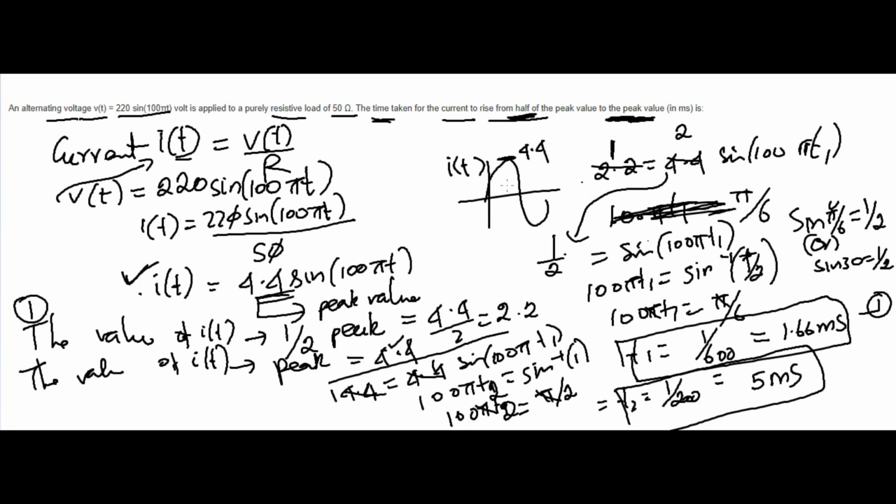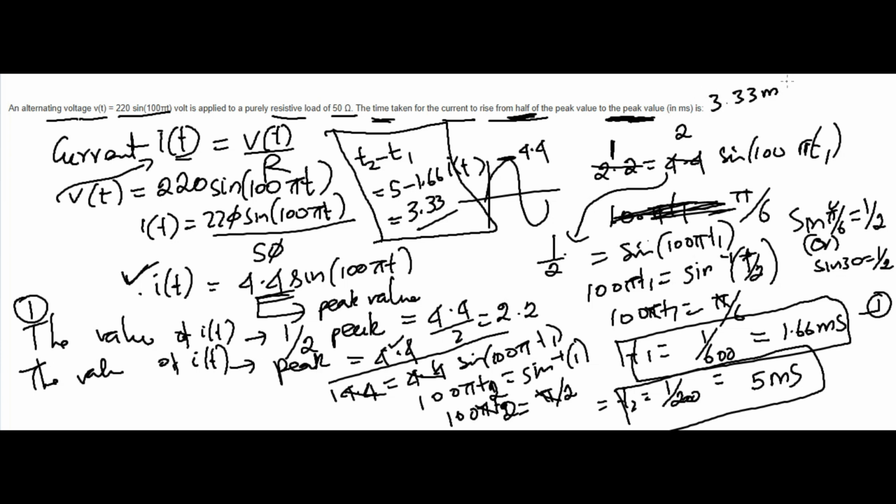So what you have to do is write the last final thing here: t1, t2. Finally you want the highest one minus the lowest one. That is equal to 5 minus 1.66, and you will get the answer 3.33. Okay, that's all. So the value is 3.33 ms.